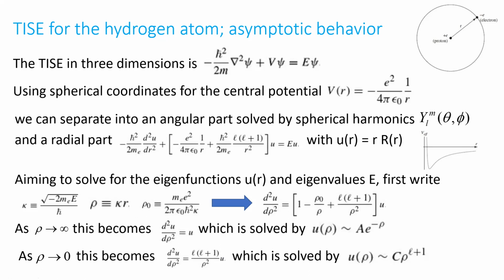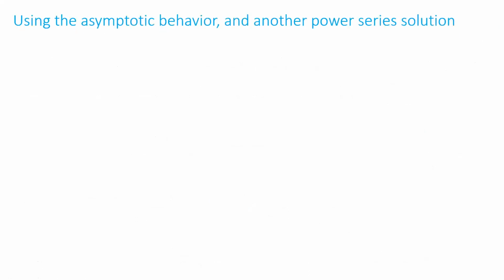Okay, so how does that help us? Well, we're going to use the asymptotic behavior. We're going to see that it's going to lead to another power series solution. Remember, we did a power series solution for the harmonic oscillator. That was one of the ways we solved the harmonic oscillator. And we'll see that there are a lot of similar features and a similar way that we restrict the values of energy by terminating the power series.